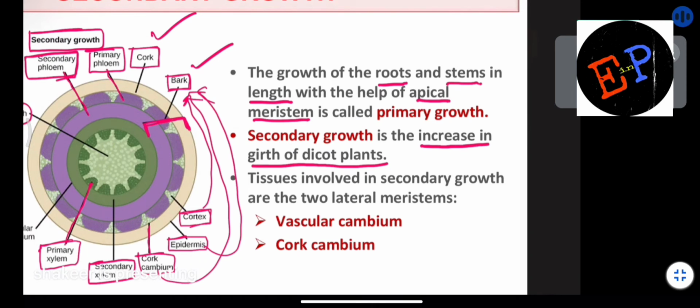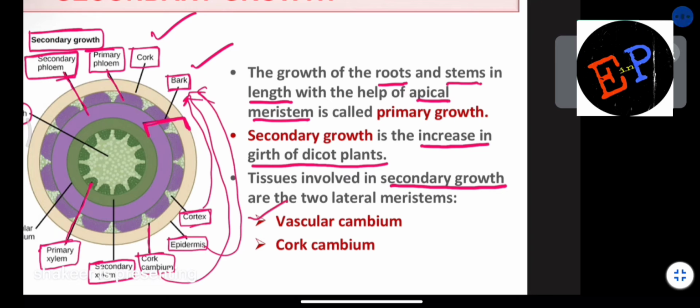Is the difference between primary growth and secondary growth understandable? Primary growth means just shoot apical meristem and root apical meristem. Stems grow in length and roots grow in length. And around the stems you will find another layer, which is called a secondary layer, and that growth is called secondary growth.